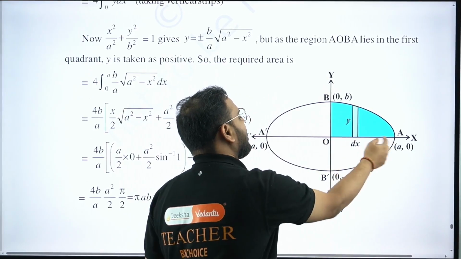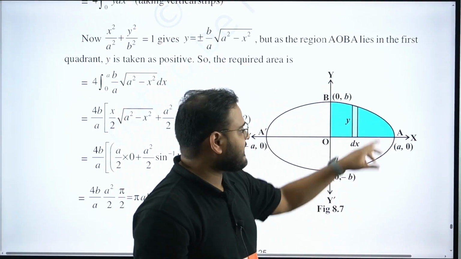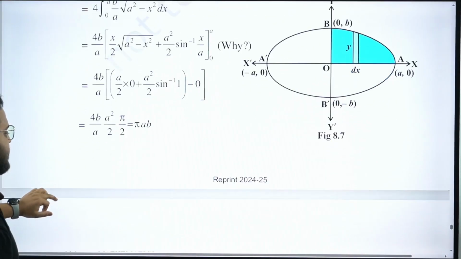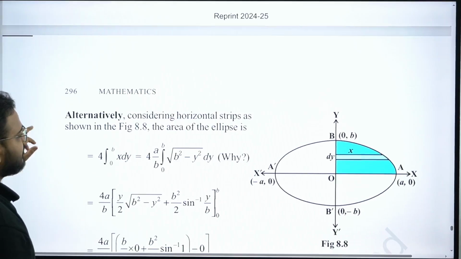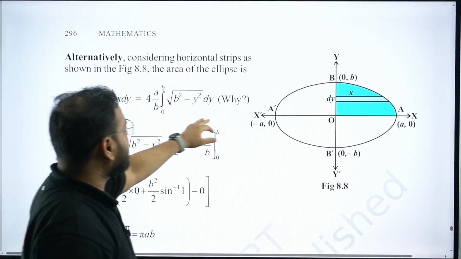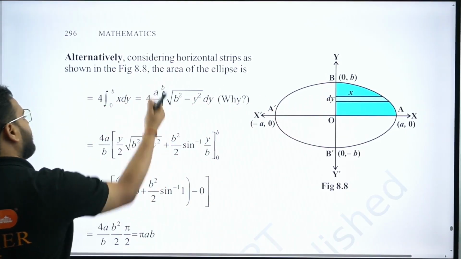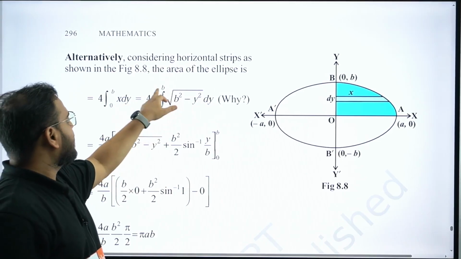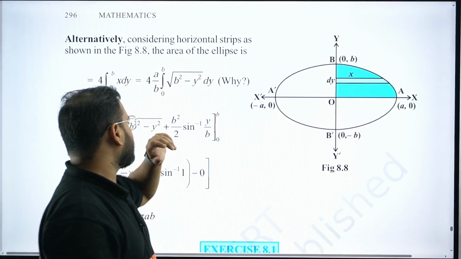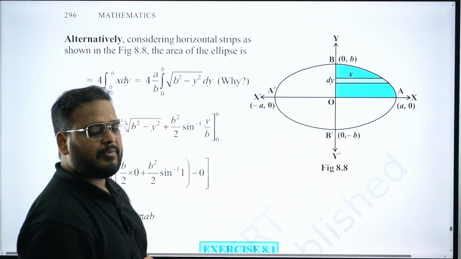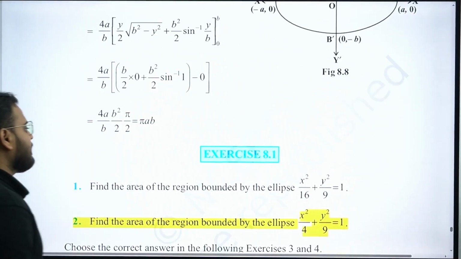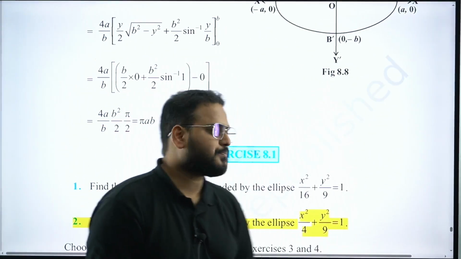Major axis is 0 to A, minor axis is 0 to B. You can take x as the subject also. Then you have to take the integral from 0 to B. So pi AB is the answer for this. They ask you questions on this. If you find the value of x over here, that's why we are writing 0 to B. The x value comes as a by b times the square root of b square minus y square. The integral gives y by 2 times the square root of b square minus y square, plus b square by 2 sine inverse of y by b. Again the answer will come the same, pi AB only. The area will not change.